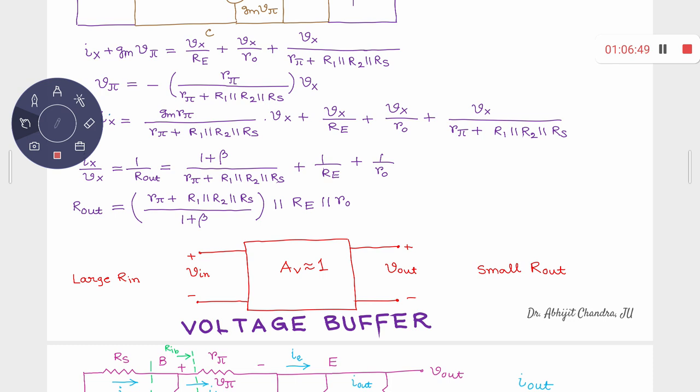The common collector amplifier is acting as a voltage buffer. That means there is no gain in the voltage. The common base amplifier was acting like a current buffer. There is no gain in the current, rather there is a decrease in current value. And the common collector amplifier is used as a voltage buffer, where you have a large input resistance and a very small output resistance.